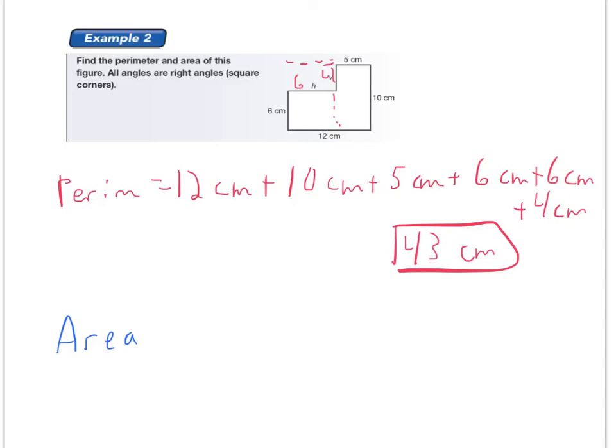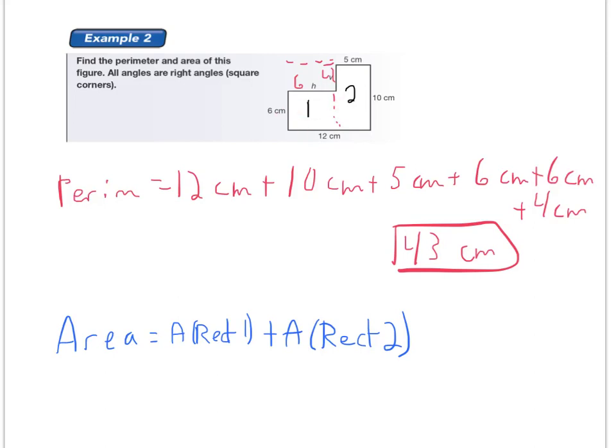If I split this down the middle here, okay, I've got a rectangle right here and a rectangle right here. Okay? Well, this rectangle has dimensions of 6 by 6, okay? So I'm going to call this rectangle 1 and rectangle 2. Well, to find the total area of the whole thing, I need to add up the area of rectangle 1 plus the area of rectangle 2. Well, the area of rectangle 1 is right here. That's a 6 centimeter by 6 centimeter square.